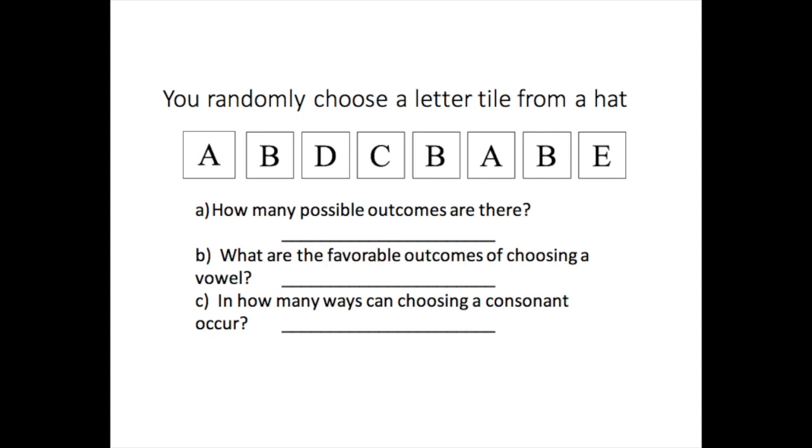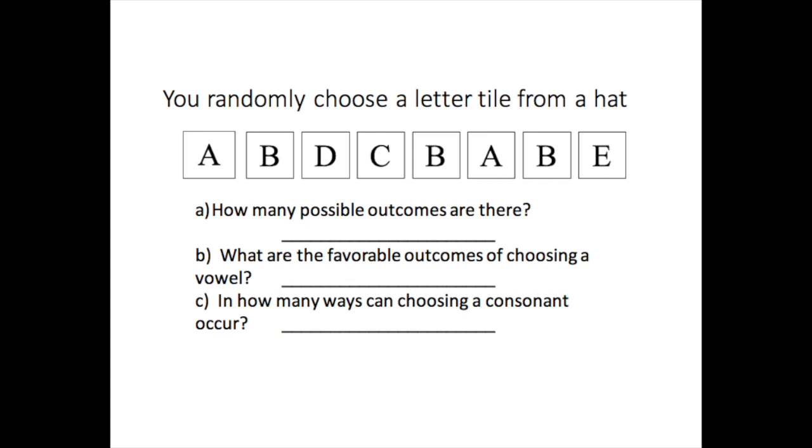Let's look at an example here. We see that we have a total of 8 tiles. Now these are the questions we're going to ask. How many possible outcomes are there? What are the favorable outcomes of choosing a vowel? And in how many ways can choosing a consonant occur?